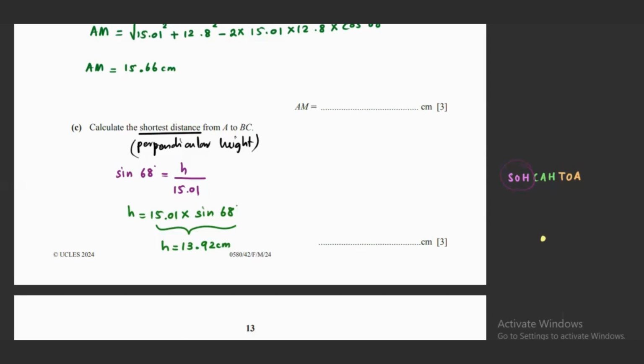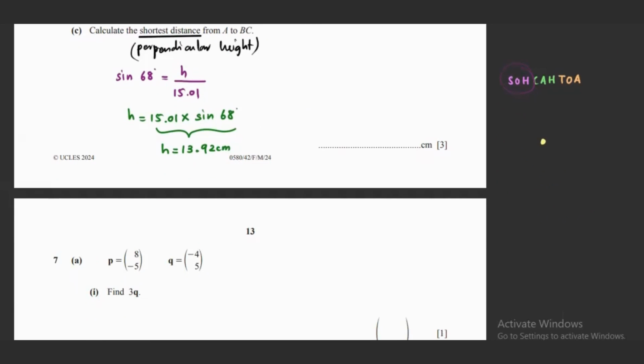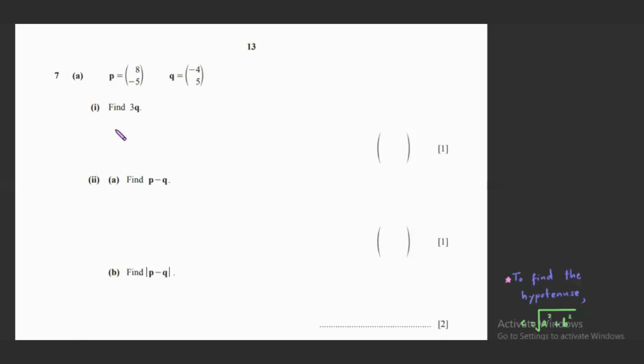Let's move on to question 7. So the column vectors for P and Q are given to us. So we need to find what 3Q is. So 3Q will be 3 times the column vector of Q, which is -4, 5. So when I multiply it, both the numbers inside the brackets have to be multiplied by 3. So that will be 3 times -4, which is -12. And 3 times 5, that is 15. So it will be -12, 15. That's the answer for the first part.